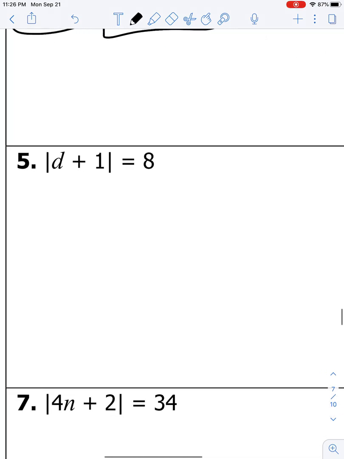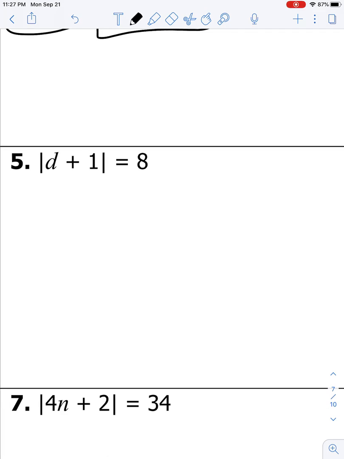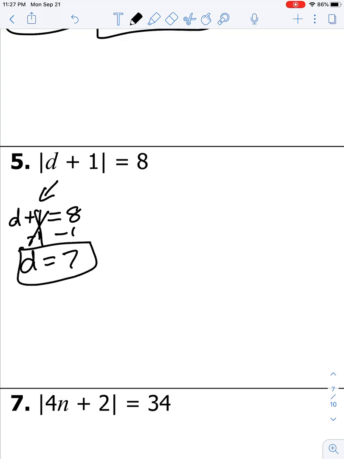All right? Number 5. Not too difficult. So, again, whatever is on the inside of the absolute value, it does not matter what it is. What I'm going to do is write it down and set it equal to what's on the other side. So 8. Then I'm going to solve. Well, this is easy. Subtract 1. You get d equals 7.